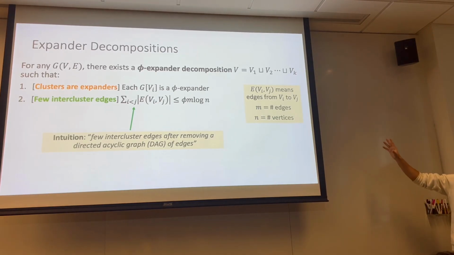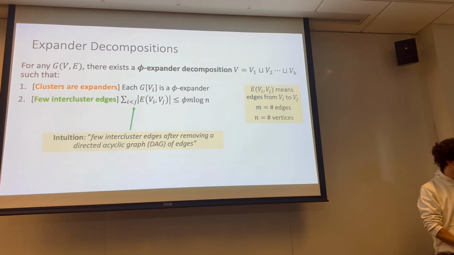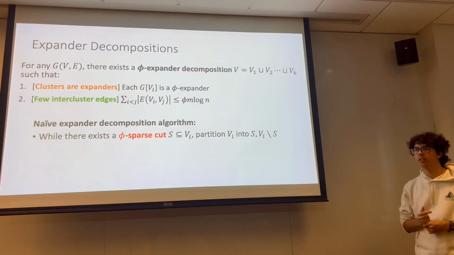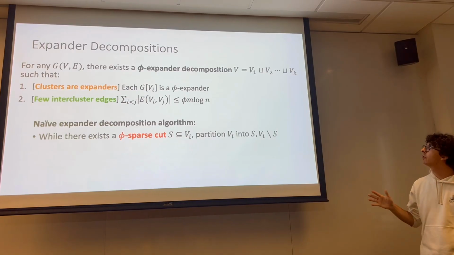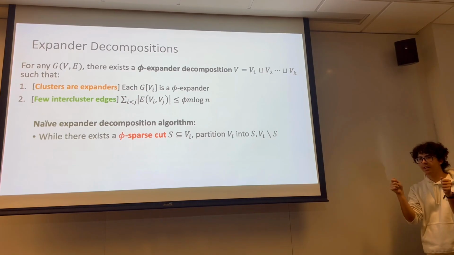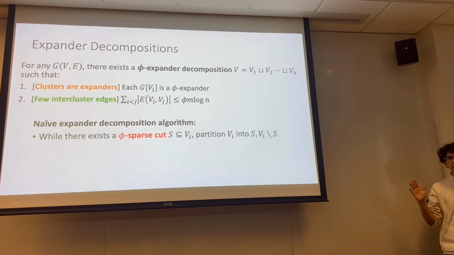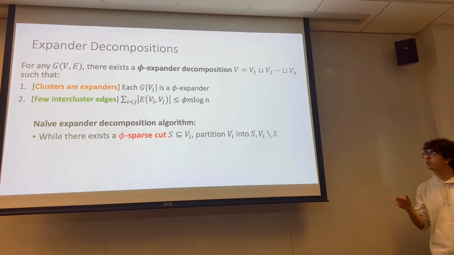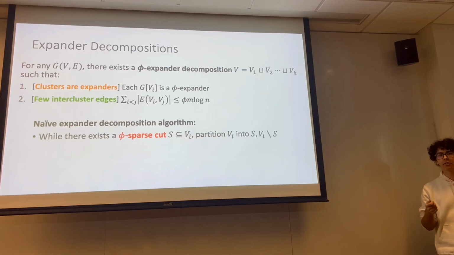Good, okay. I'm just claiming this thing exists, but actually there's a simple way to see that it exists. There's a naive expander decomposition algorithm. You start with the trivial decomposition, with just one set, which is all the vertices in one part. Then, in each step, you look at all the parts you currently have, and see if any of them have a phi sparse cut in them. If they do, split it by the sparse cut into 2 parts, and keep doing this until there are no phi sparse cuts left to find.